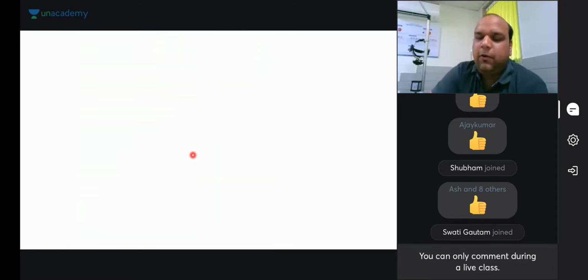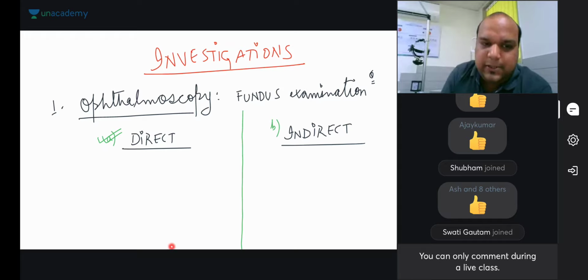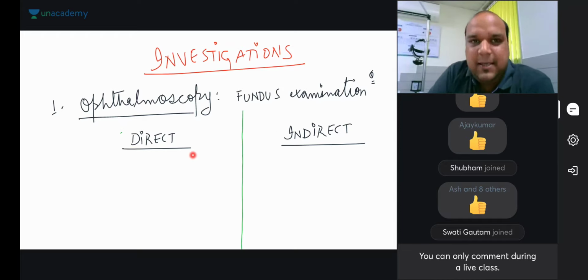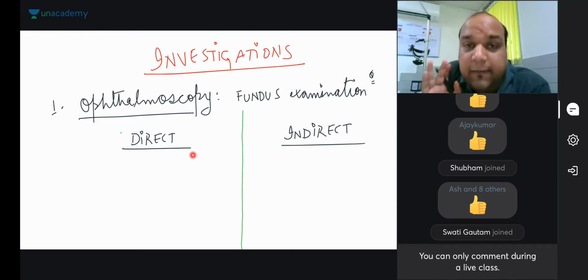Now, what are the differences between direct ophthalmoscopy and indirect ophthalmoscopy? That's the basic question we want to answer here. Through both, we are looking at the fundus and trying to look at the retina, for example the optic disc. What was the diameter of the optic disc, guys? 1.5 mm. That means the optic disc is very small.